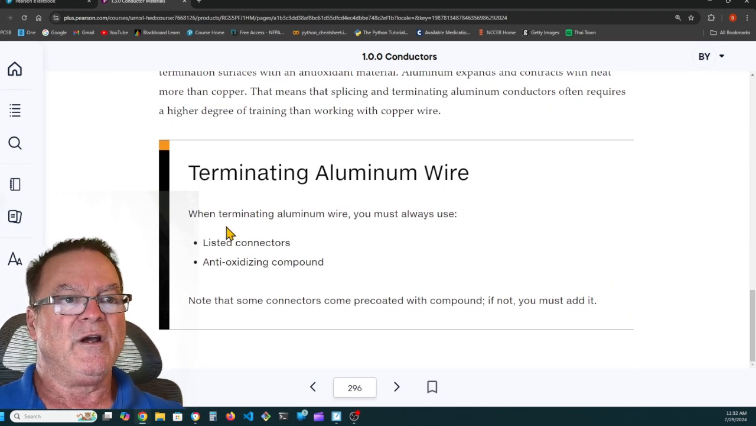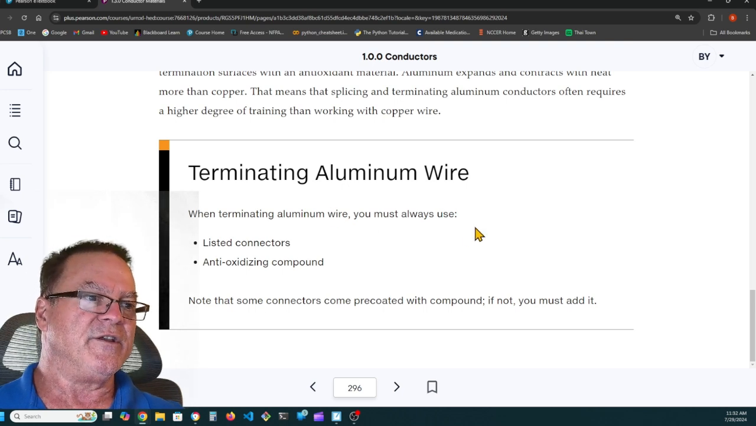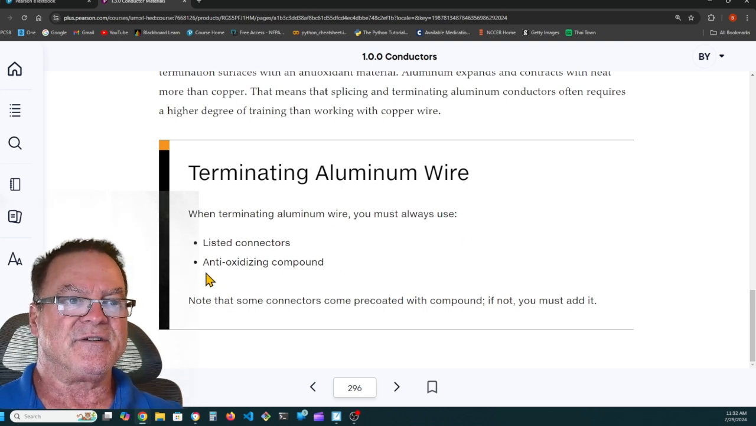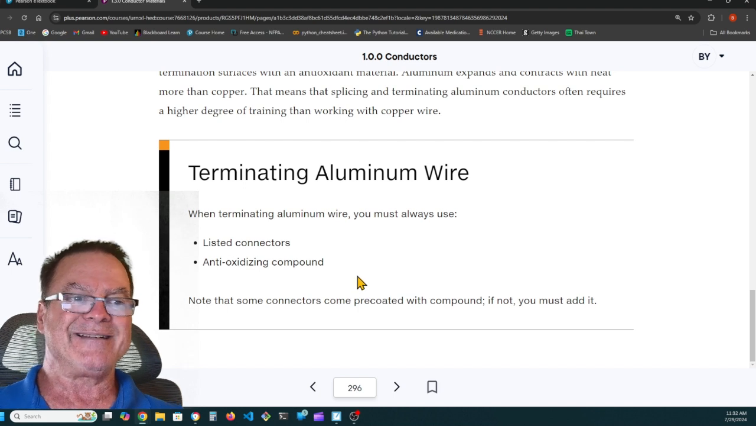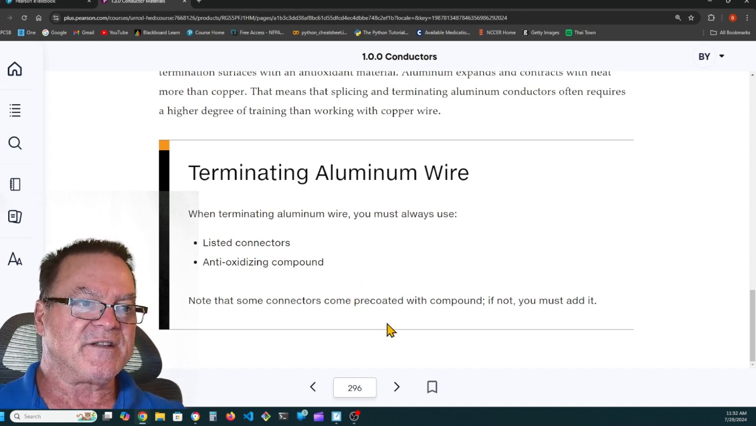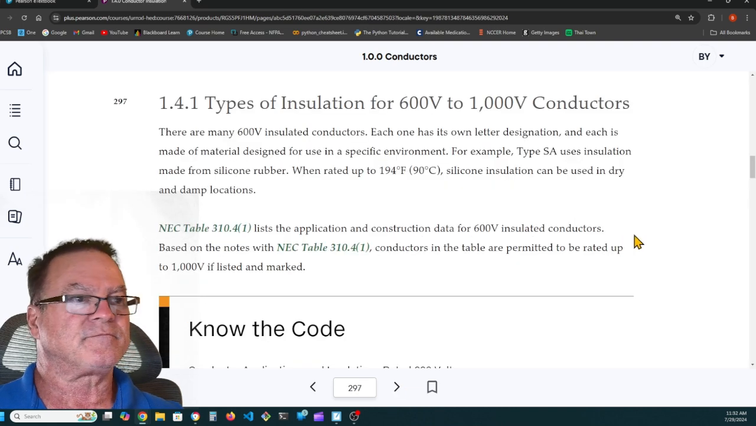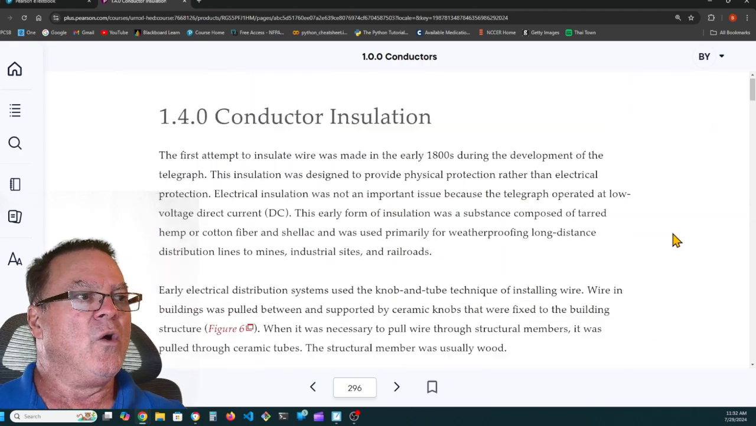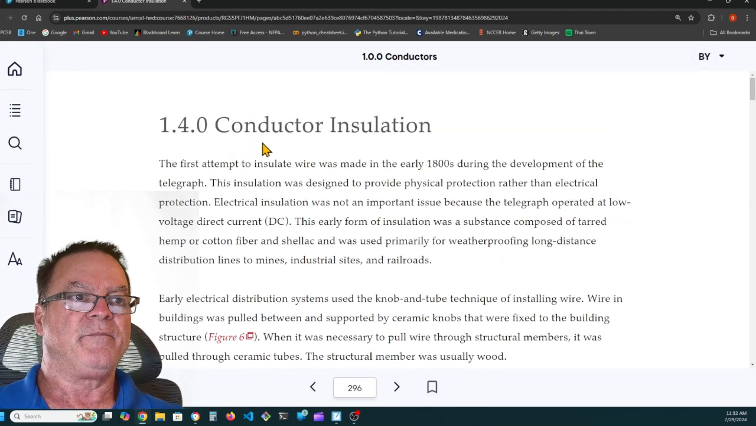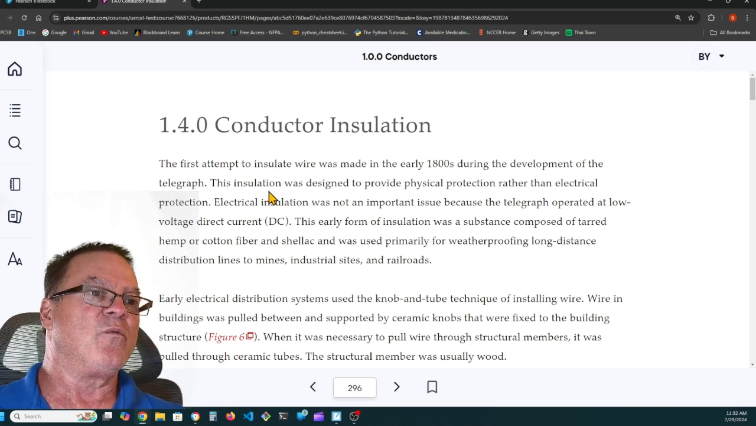Terminating aluminum wire. When terminating aluminum wire, you must always use listed connectors and use an anti-oxidizing compound. Note that some connectors come pre-coated with a compound. If not, you must add it.